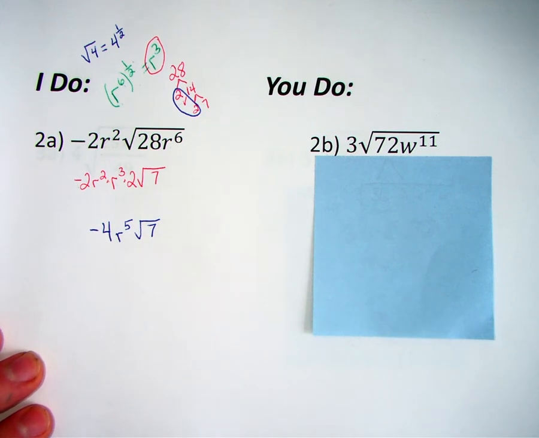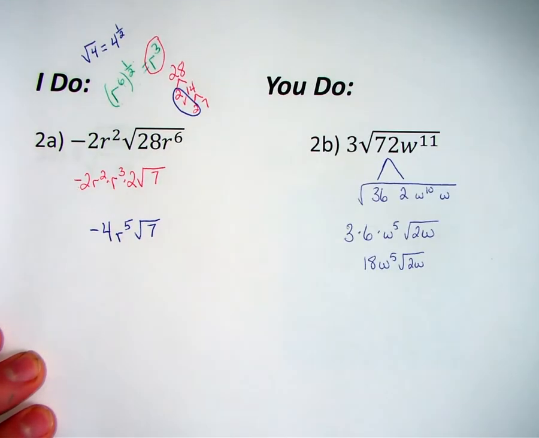Again, go ahead and pause the video. All right, you should have gotten 18w to the 5th root 2w.